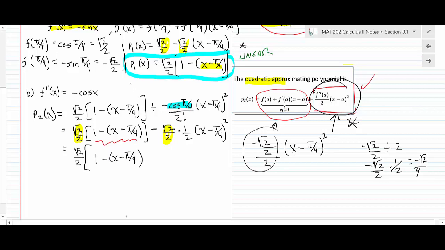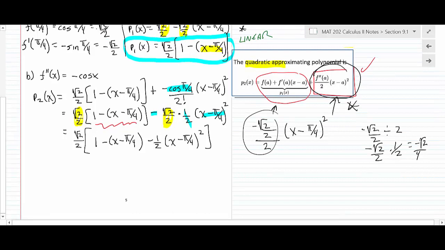Okay, and then the rest of it is going to be this, this, and this. After you take that common factor out, you're going to have minus 1/2 x minus pi over 4 to the second, like that. And then that's got kind of a nice structure to it like this. So what I'm wanting you to kind of see on this too is this.